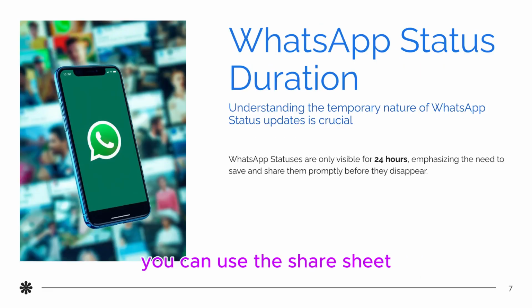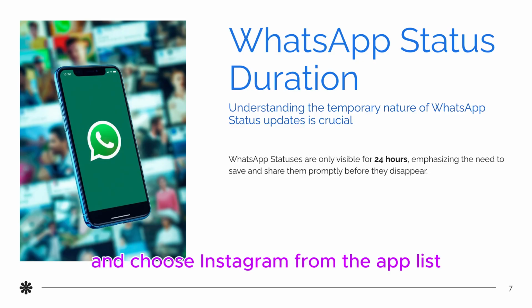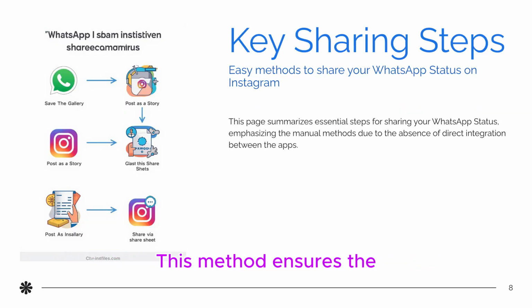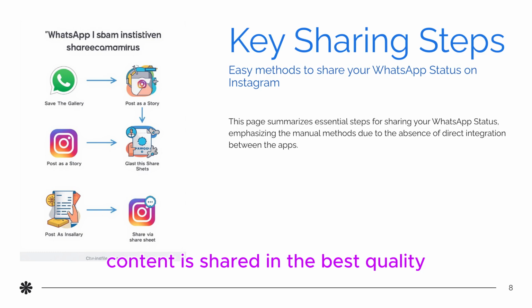Alternatively, you can use the share sheet. After saving the status, open your phone's gallery, select the file, tap the share icon, and choose Instagram from the app list. This method ensures the content is shared in the best quality.